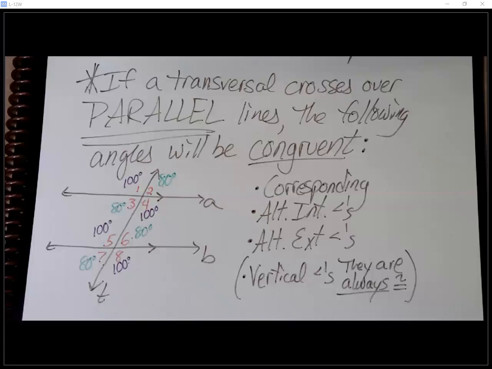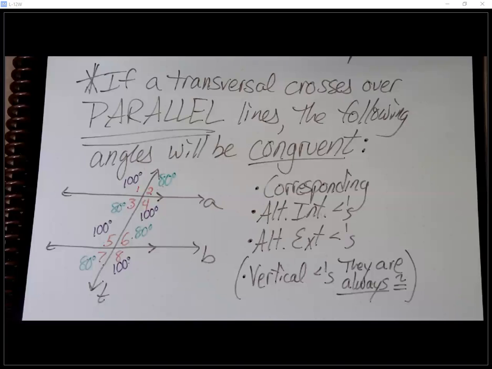Okay, now what's up with the same side interior and same side exterior? They're not equal. Let's just look at same side interior. So same side interior would be like 3 and 5, for example. They are certainly not equal to each other. I have one that's 80 and one that's 100. What could I say, Carson? That they are supplementary. They are.